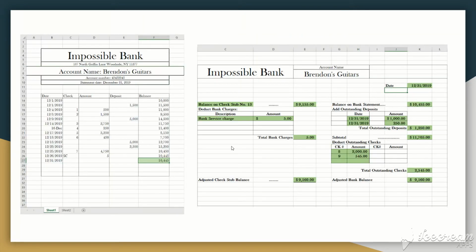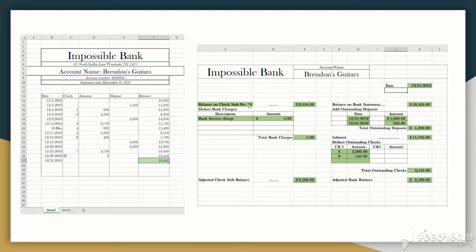And we're left with two pictures now. I have created a fake business, Brendan's Guitars, and this is the bank statement, which keeps track of your checks and deposits and gives you your total, and that's your balance on the bank statement for your bank reconciliation.